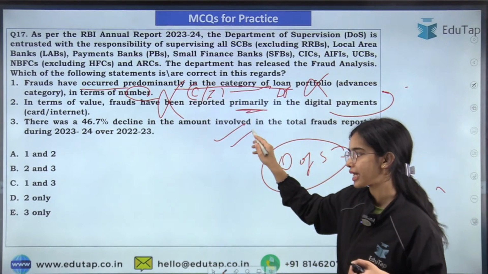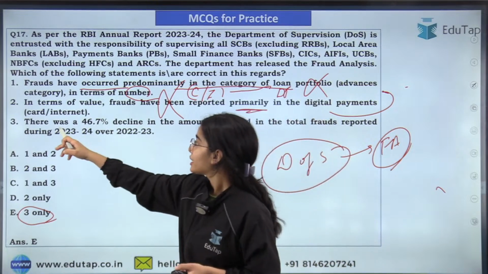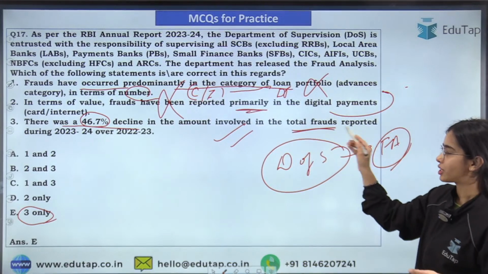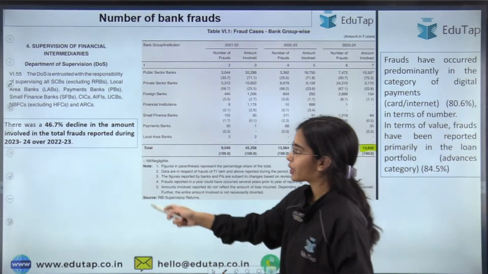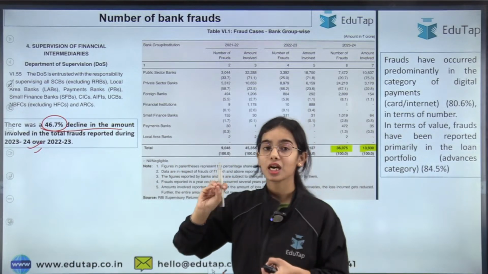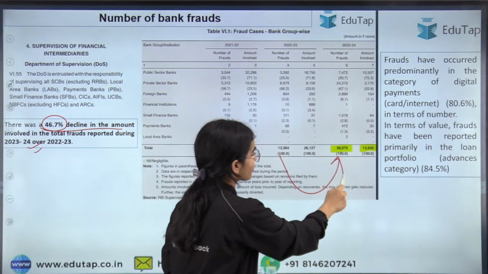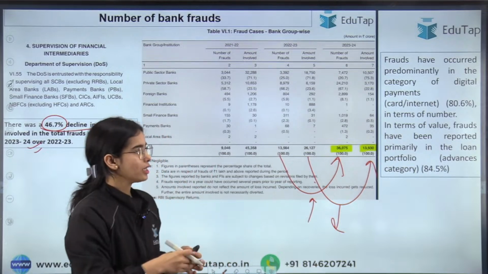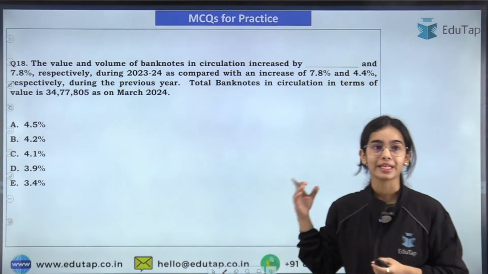So only the third statement can be correct, because none of the above is not the answer here, right? There was a 46.7% decline in the amount involved in the total frauds reported during the financial year 2023-24. So that is correct. In 2023-24, there is a 46.7% decline in the amount of the frauds. The number of frauds has increased, but the amount of the frauds has actually decreased. Okay. So this is the idea. The percentages are important here. Now coming to the next slide and the next question.